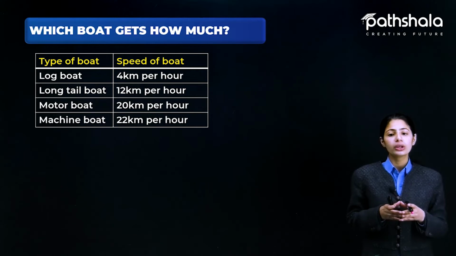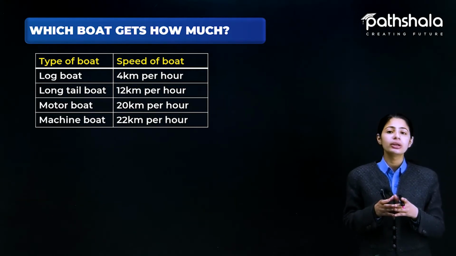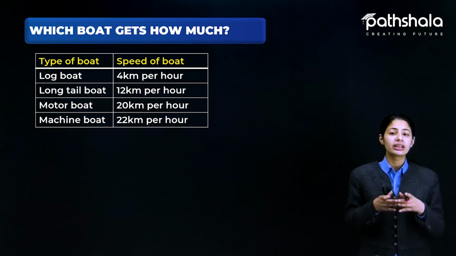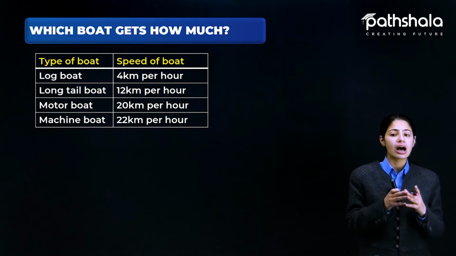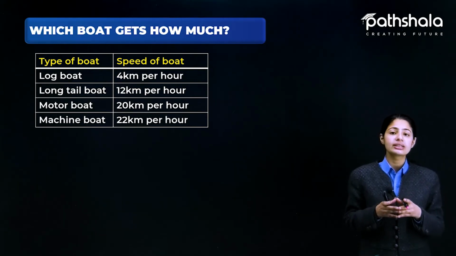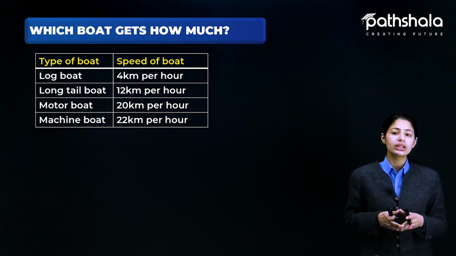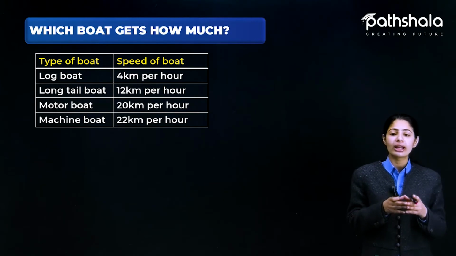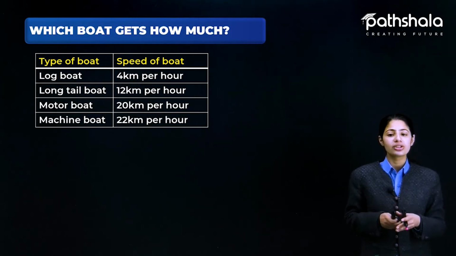So the log boat, its speed is 4 kilometers per hour. That means it travels a distance of 4 kilometers in 1 hour. Similarly, long tail boat, it travels 12 kilometers in 1 hour. Motor boat, it travels 20 kilometers in 1 hour. And machine boat, it travels 22 kilometers in 1 hour.